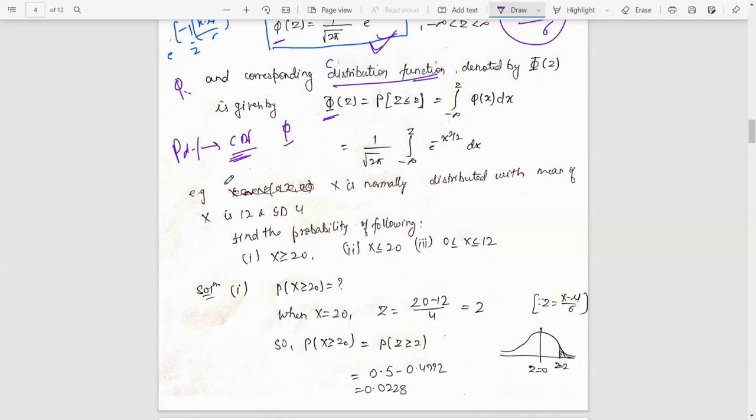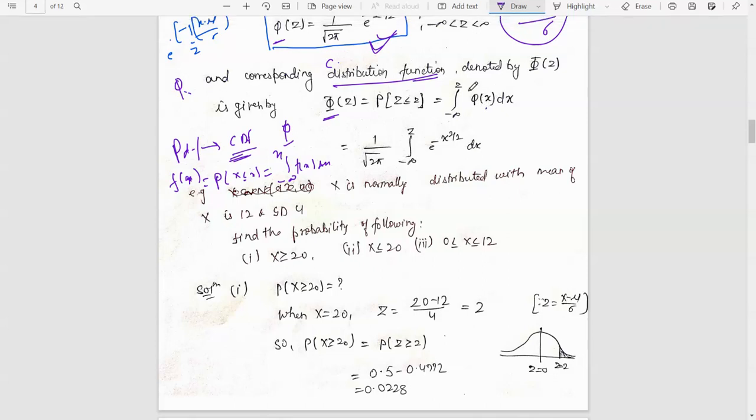Okay, so what is this cumulative distribution function? We know that for any PDF f(x), the cumulative distribution function is defined by probability of X less than or equal to x, which is the integral from minus infinity to x of f(x) dx. Same thing we have for probability of Z less than or equal to z, which is the integral from minus infinity to z of phi(x) dx. So this is called the distribution function of your standard normal distribution. And how it is going to be: replace this by this, and we have 1 by root 2 pi, integral from minus infinity to z of e to the power minus x square by 2. So this is just probability of Z less than or equal to z.